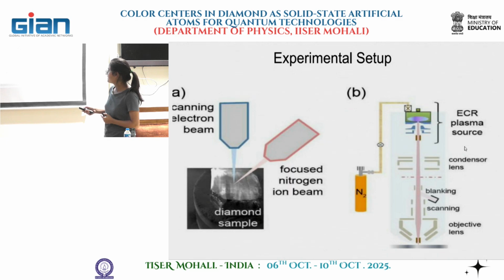And this is the whole setup above this, where we have this ECR plasma source. What is the task of the source? It generates the broad nitrogen ion beam, and then we take this beam from here and use a lens system, a condenser lens, and blanking to switch the beam on or off whenever we require. This is a scanning setup where we use motors for automation and other things. Finally, we use an objective lens to focus the beam, and the spot size is around 100 nanometers. And this is a nitrogen gas cylinder that we have connected to this setup.